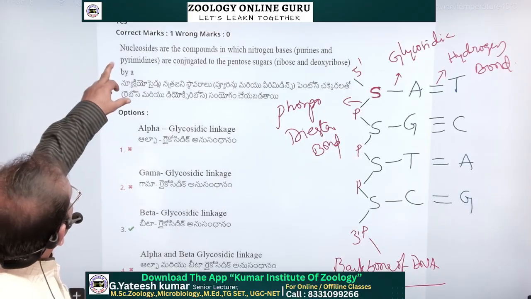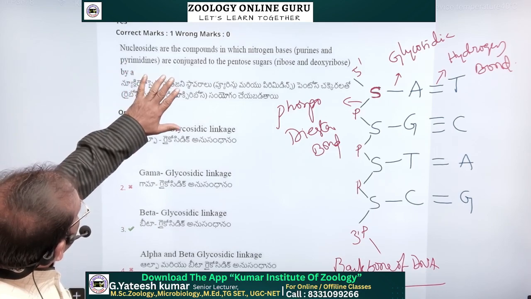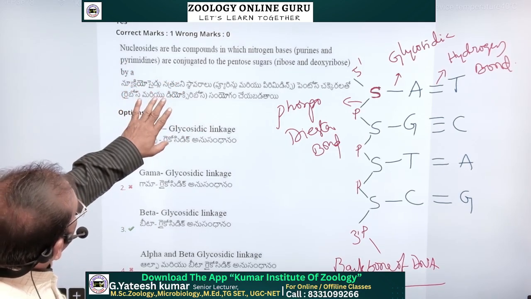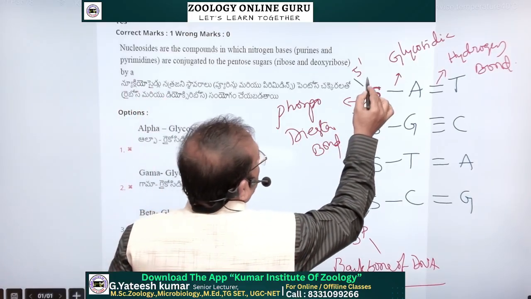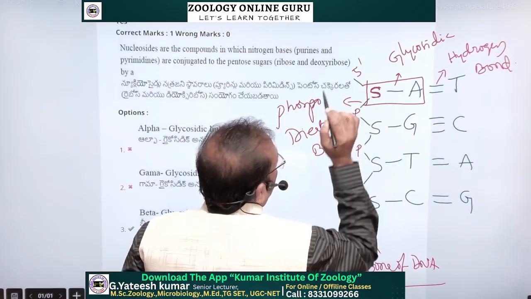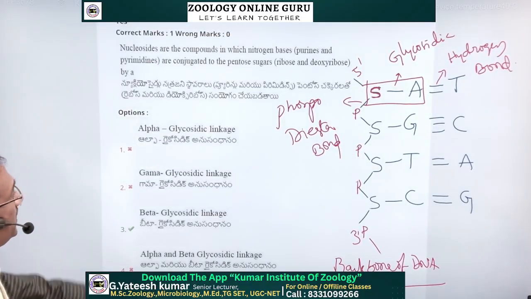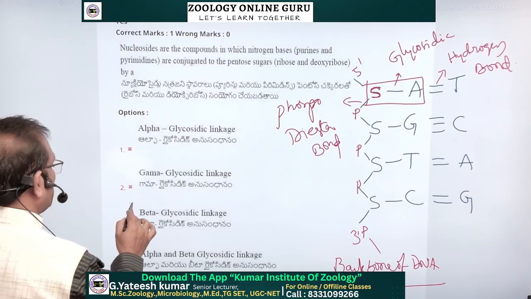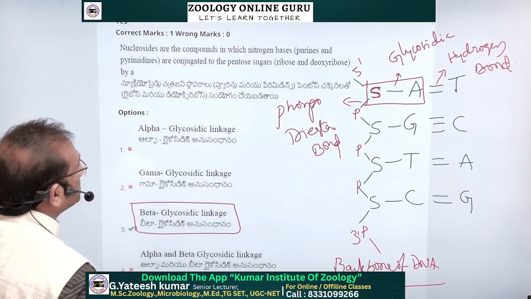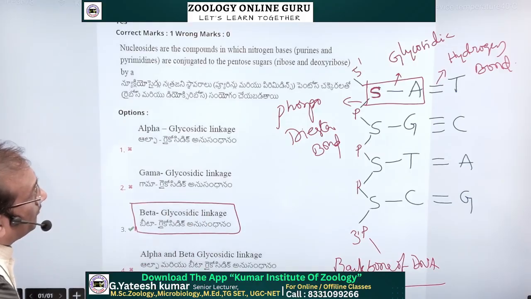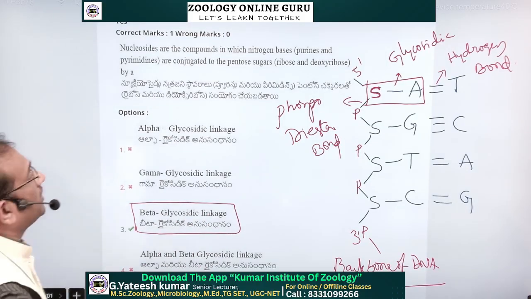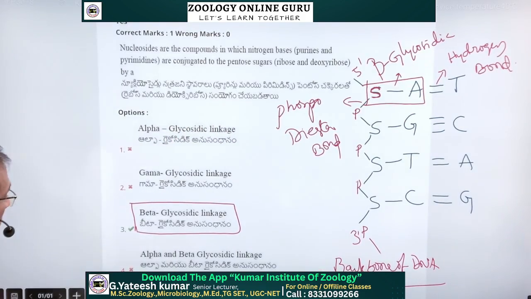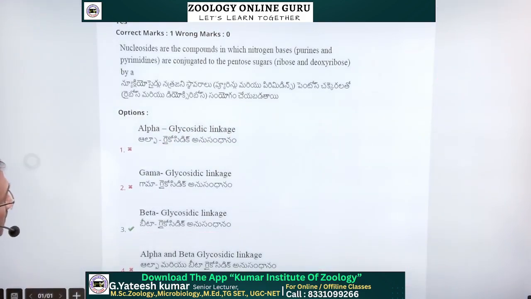We see the question. Nucleosides are the compounds in which nitrogen bases, purines and pyrimidines, are conjugated to the pentose sugar. Asking about this bond, that is known as beta glycosidic bond. Here alpha, beta, gamma are there. Beta glycosidic bonds are present between the purines and the sugar. Remember that is a beta glycosidic bond. So the third option is the correct one.